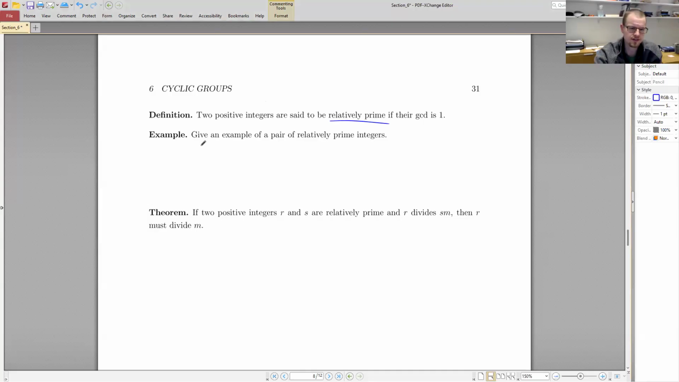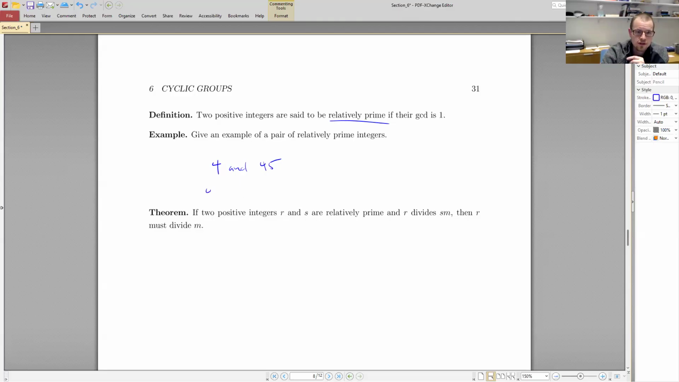So consider an example here. We'll try to make things somewhat simple. 4 and, let's see here. I'm trying to think of something that's not trivial. 45. 4 and 45. Excellent. So 4 and 45 are relatively prime.